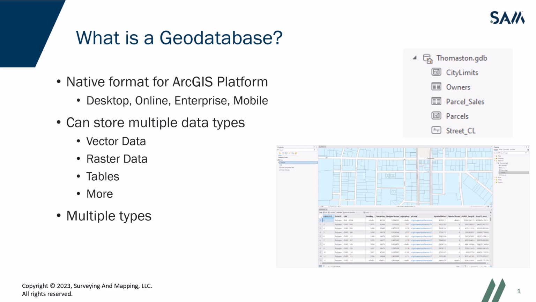Since its release in 1999, the ArcGIS platform has used the geodatabase as its primary storage format. And as it has grown and evolved, so has the geodatabase. Unlike other GIS formats such as the shapefile, a single geodatabase can store a wealth of different types of data. You can store raster, you can store vector, you can store standalone database tables all in a single geodatabase.